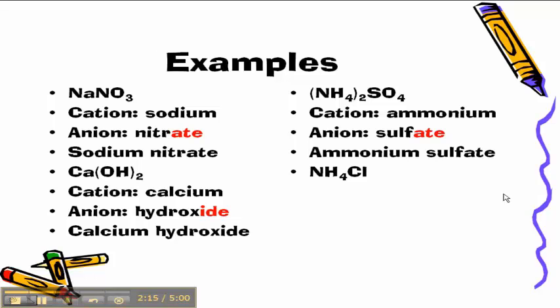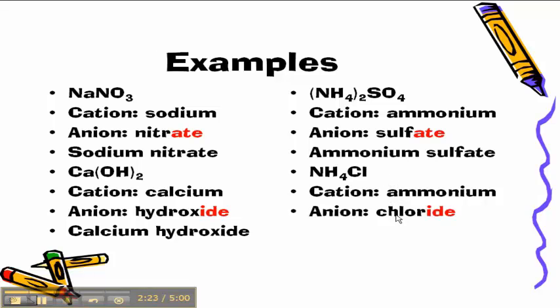NH4Cl. All right, NH4 again is ammonium. Now Cl is chlorine. It is not a polyatomic ion. So you are going to change the ending for chlorine to chloride. So the name of that one is ammonium chloride. We're going to do lots of practice in class.